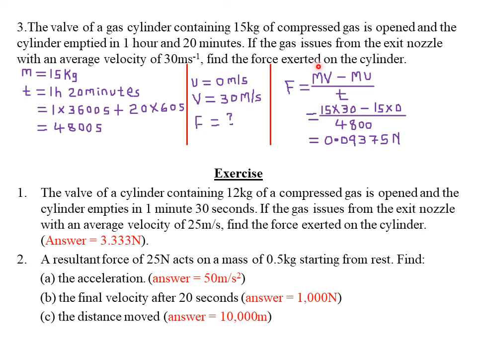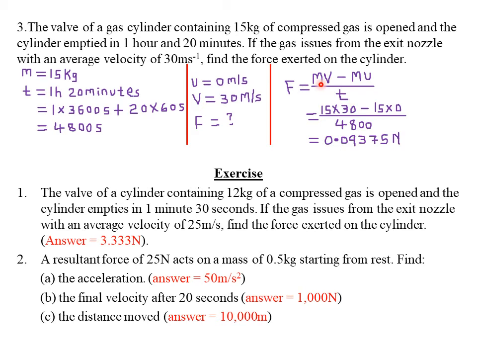Then we are required to find the force exerted on the cylinder, so F is our unknown. Then you just look for an appropriate formula that utilizes all these values that you have been given and the value that you are being asked to find. So a formula that utilizes mass, time, initial velocity, final velocity, and F, of course, is a formula that we derived from Newton's second law of motion, which was the resultant external force F is equal to change in momentum divided by the time taken for that particular activity to take place, of course, with each and every quantity in its respective SI units.